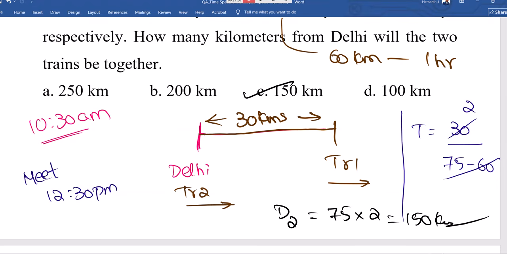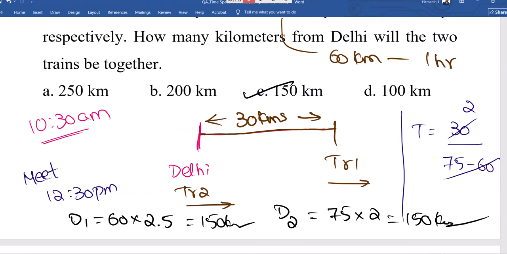You can go for D1 also. Sir, what about D1? D1 speed is 60. It travels 2.5 hours, my dear friend. Train 1 travels 2.5 hours. Okay, 60 into 2.5.